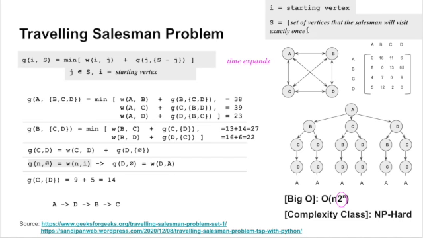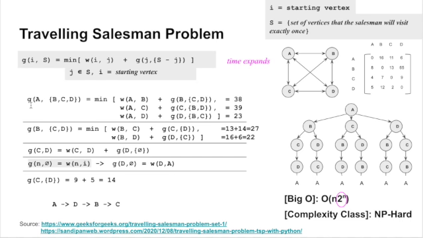So we need to get the minimum of the weight from going from I to J plus the cost of going from J to S minus J, to the other cities that the salesman hasn't visited yet, where J belongs to S, to these other cities here, and I is the starting vertex.